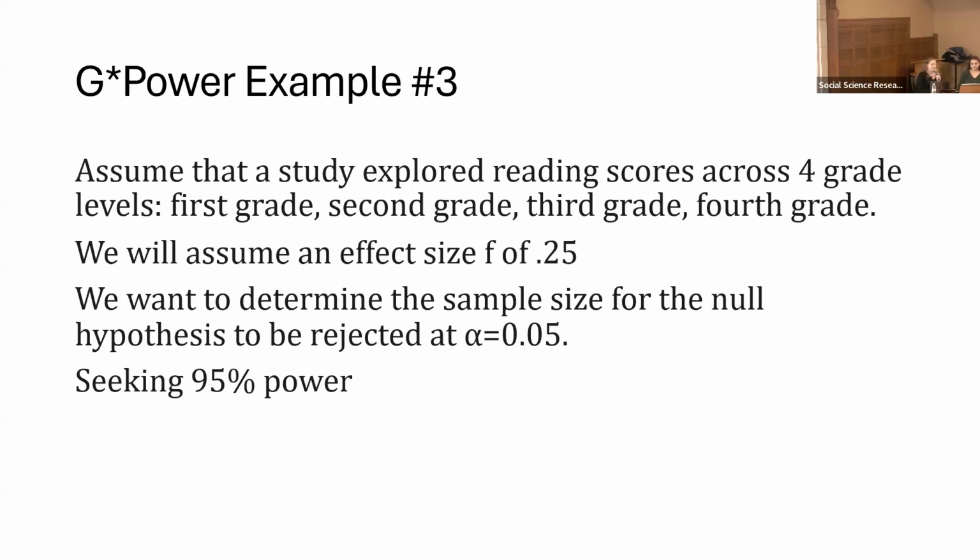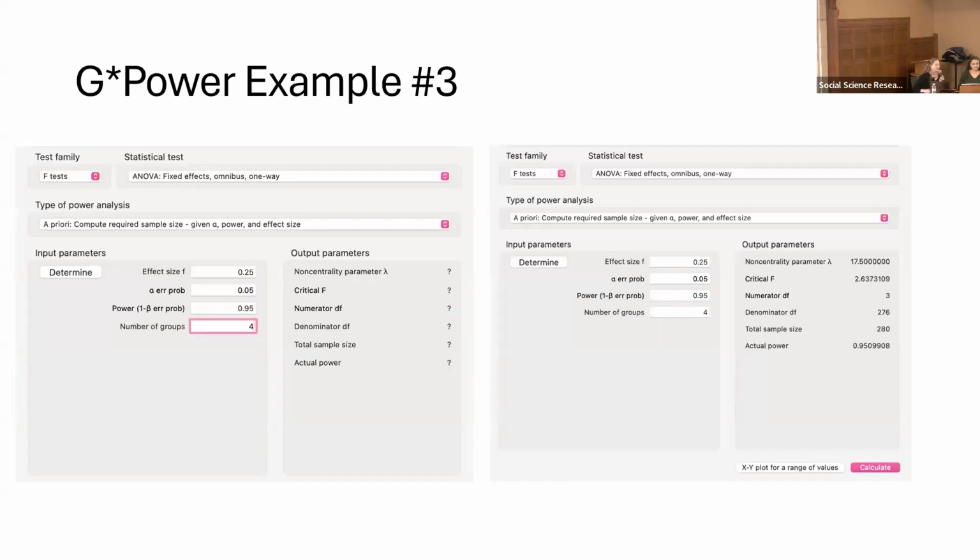Okay, so I see us all slowing down. It might be possible that this one we're really getting the hang of it. So that's great news. Let's go ahead and see what the output is and see if we all got it. So for the test family, I went ahead and changed it to an F test. The statistical test we have as an ANOVA, fixed effects, omnibus, one way. Again, we're keeping it a priori, and we've inputted those input parameters that I had on the previous screen. Over here in the output parameters, we can see that now the sample size is 280 for the specific question. So between groups, that would be about 70 per group before data exclusions.